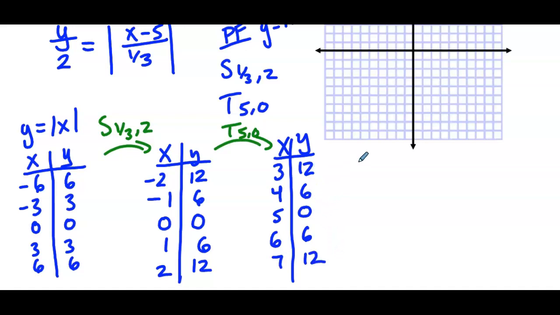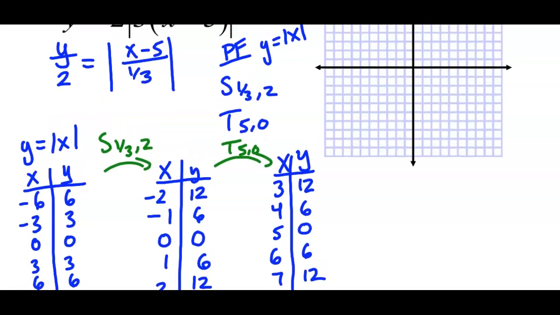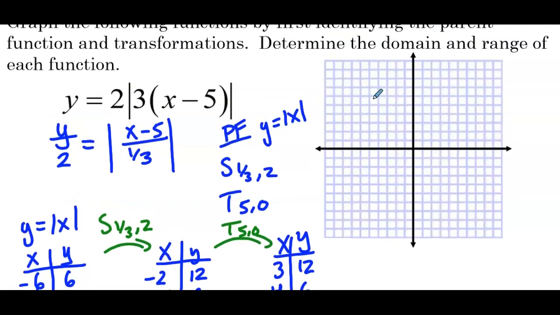So we have two choices. We can either scale the axes, or we only have 3 points to use. So I'll use just the 3 points, because that's going to happen when we're scaling and translating. Points are going to wind up going off the graph. Not everything can be perfect. So we have 4, 6, 5, 0, and 6, 6.